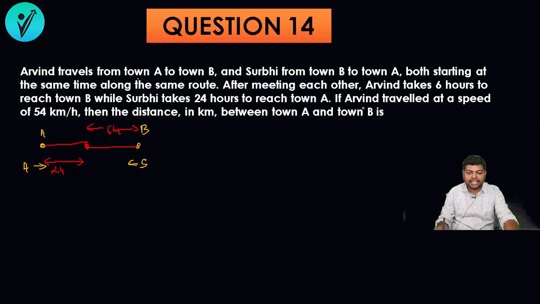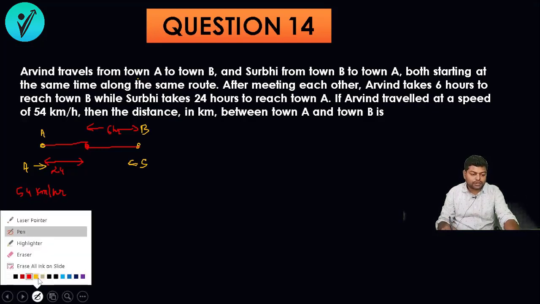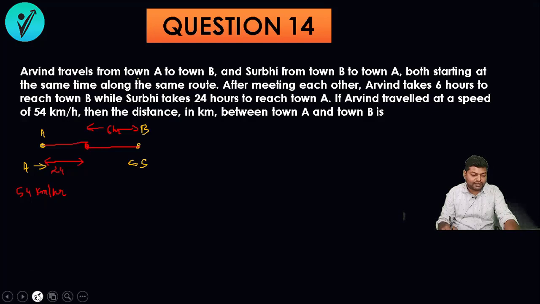to reach town A. If Arvind traveled at a speed of 54 km per hour, the speed of Arvind has been given to us, it's 54 kilometers per hour. Then the distance in kilometers between town A and town B. Okay, so what's the distance of town A and town B that we have to calculate?